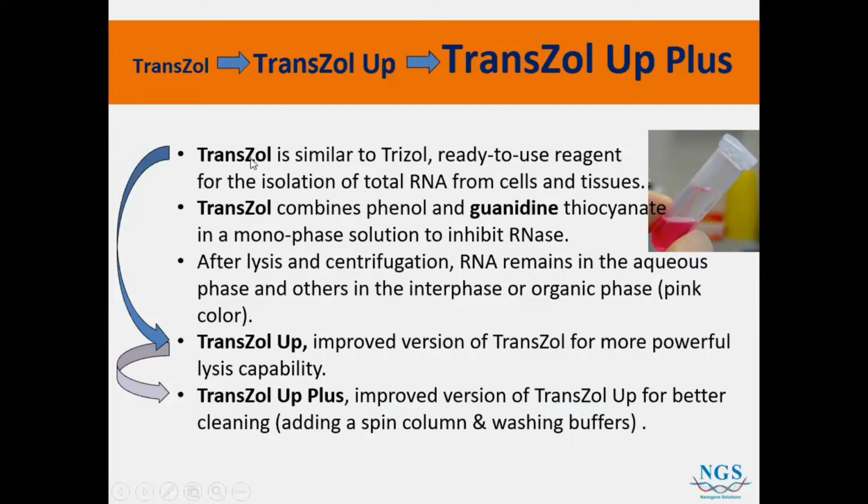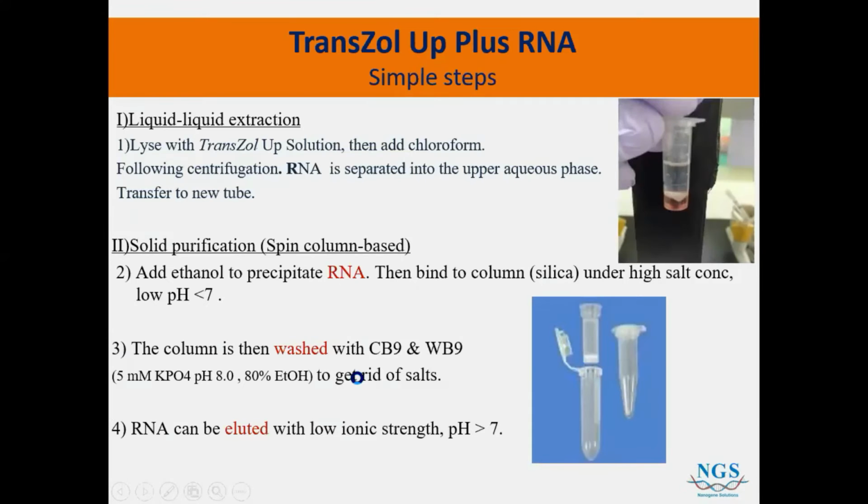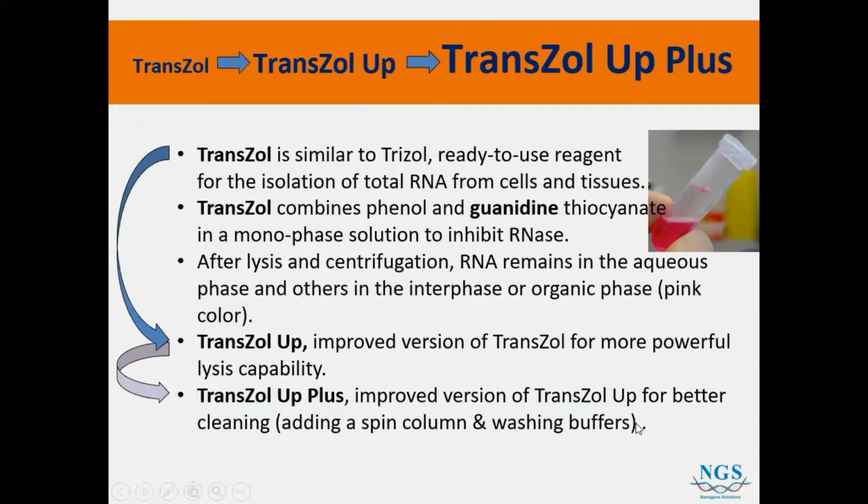Transgene have upgraded this Transo to Transo Up. Transo Up is an improved version of Transo. It has a more powerful lysis capability. Transgene never stopped at Transo Up. They even further improved it to Transo Up Plus. Here, they combine the Transo Up with the spin column and washing buffers. So we call it a complete set of extraction using Transo Up and also purification using the spin column and washing buffers.